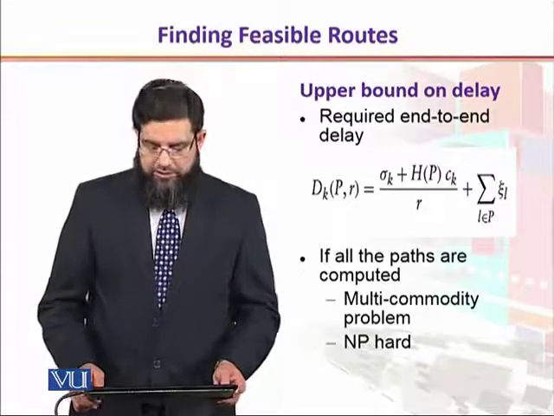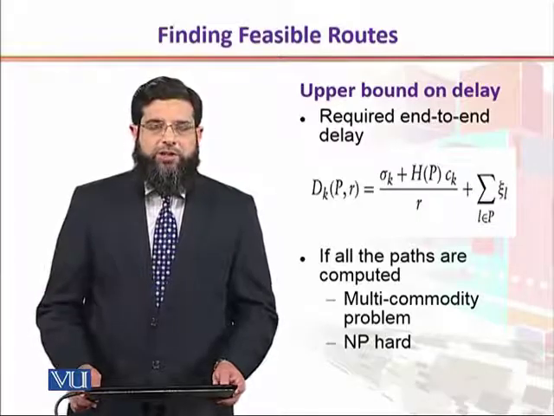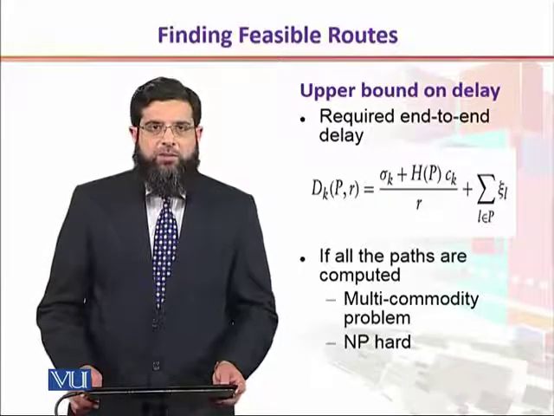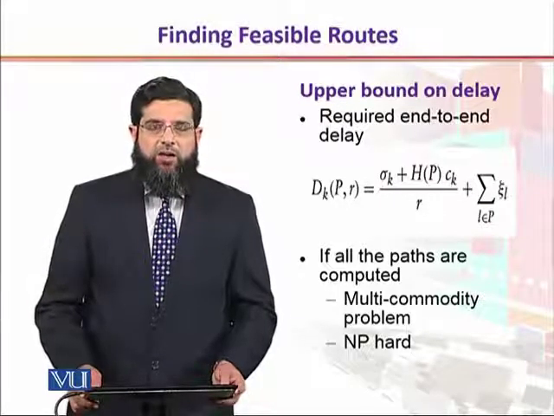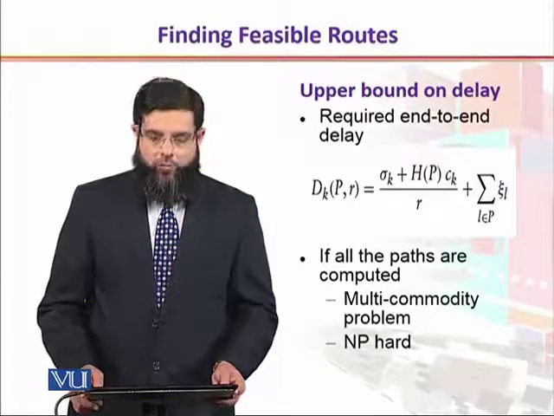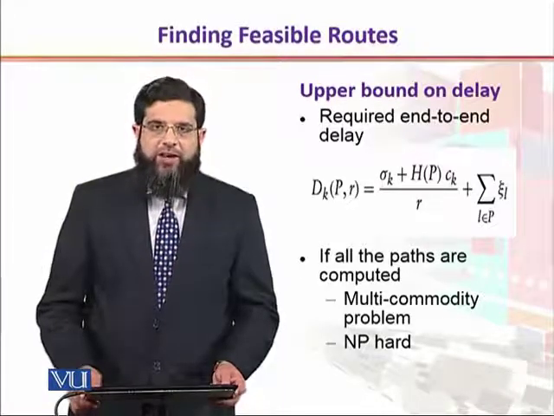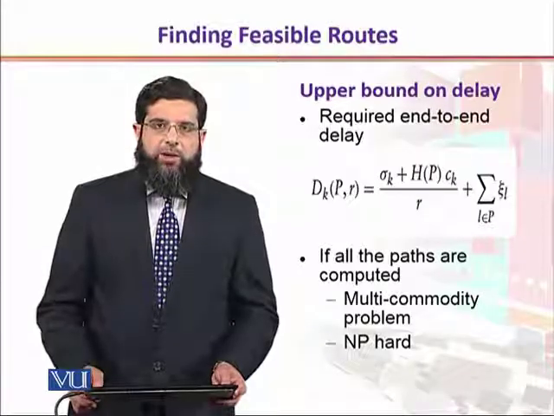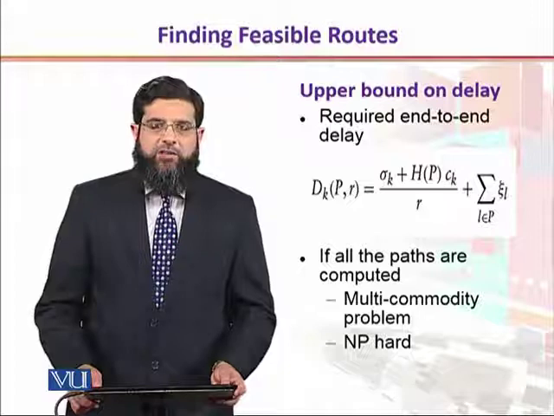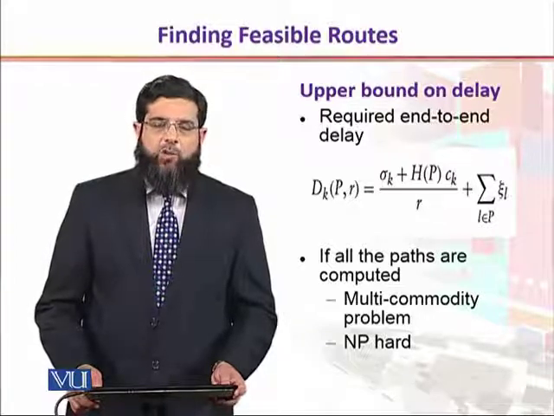If all the paths for all the source destination pairs are computed, it is a multi-commodity problem, since there are a very large number of paths available. So the multi-commodity problem is very heavy to compute offline, and it is termed an NP-hard problem. But if we are looking at a single source destination pair, it is a single commodity problem.